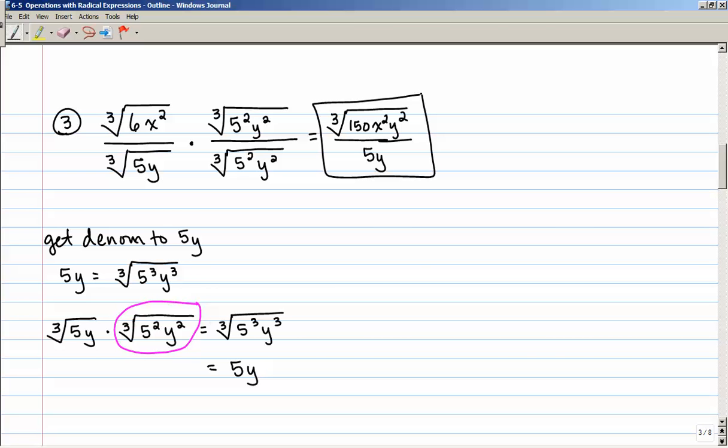And that's simplified because we have gotten rid of the radical in the denominator. Let me go through that again. I can't have this radical in the denominator, so I have to figure out what I have to multiply this denominator by in order to get rid of the radical and get to just a 5y. Since I need a 5 cubed, I have to multiply it by 5 squared. Since I need a y cubed, I have to multiply it by y squared.